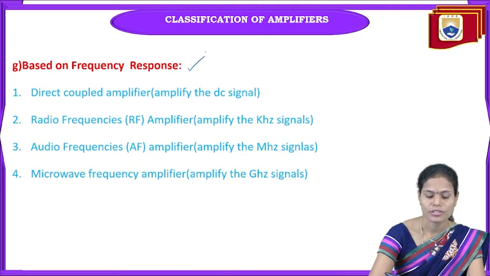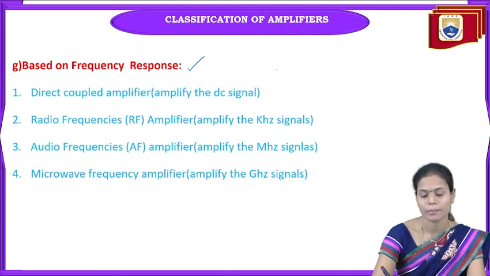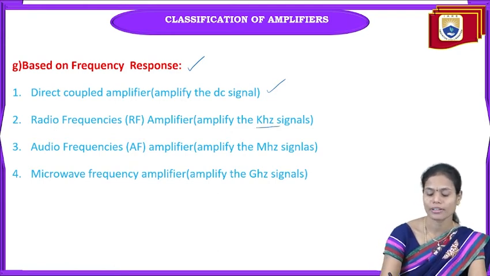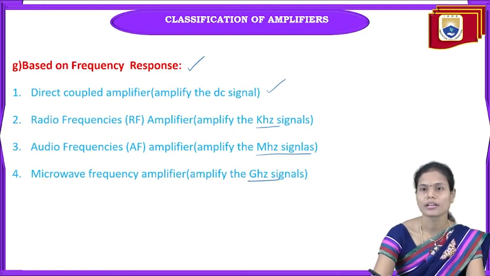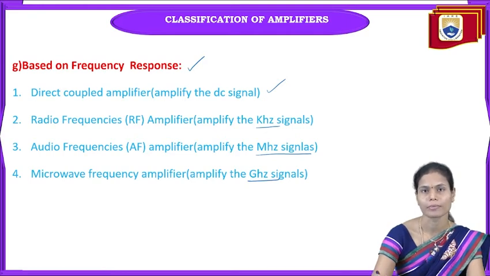And the next classification is based on frequency response. In this case we have the direct coupled amplifier or radio frequency amplifiers. These radio frequency amplifiers can amplify the frequency range in kilohertz. And the audio frequency amplifier will amplify signals in the range of megahertz. And the microwave frequency amplifier will amplify signals in the gigahertz range. So these are all the different types of classifications of the multi-stage amplifiers.